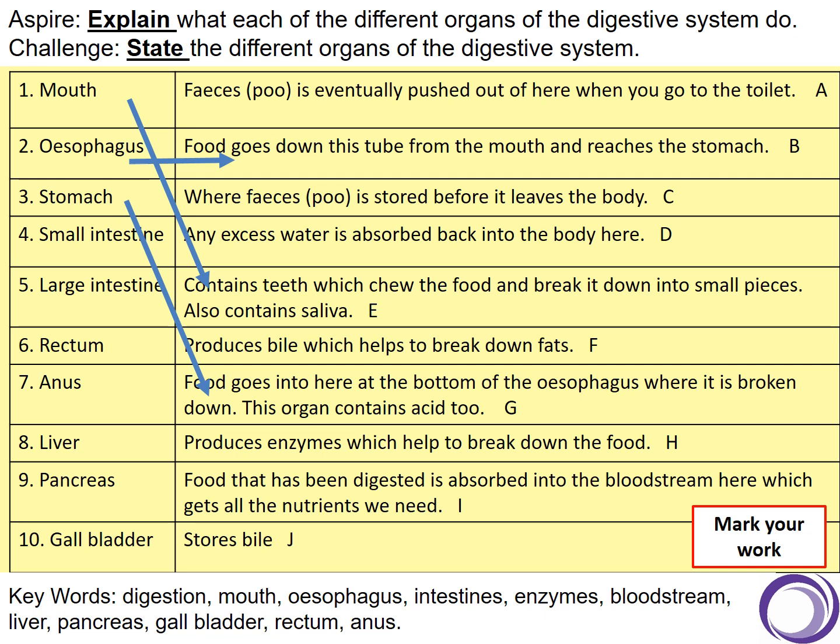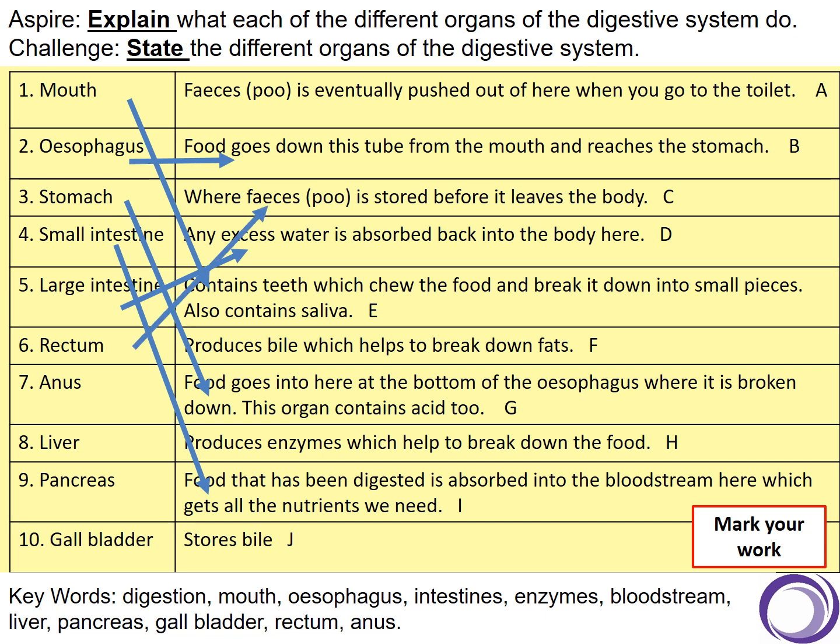where it is broken down. This organ contains acid too. Number 4, the small intestine, matches with I, so that food that has been digested is absorbed into the bloodstream here, which gets all the nutrients we need. Number 5 is the large intestine, so that matches with D. Any excess water is absorbed back into the body here.